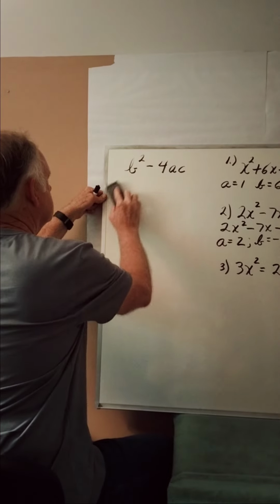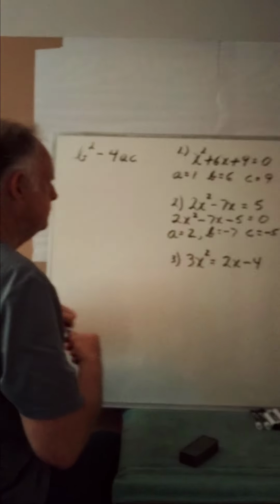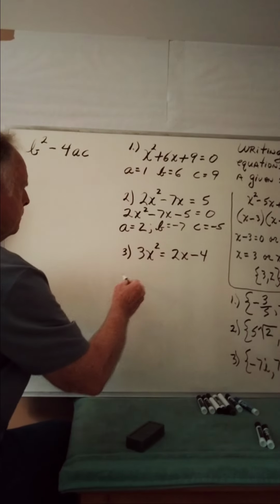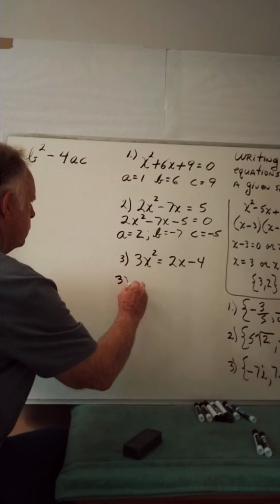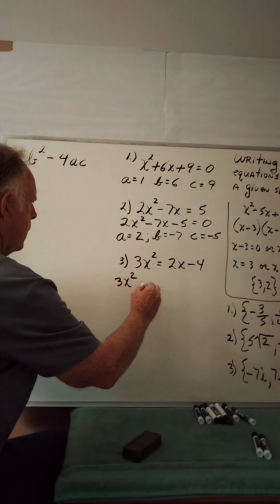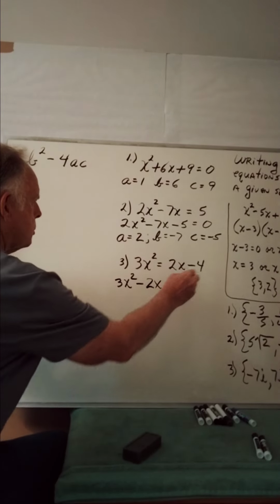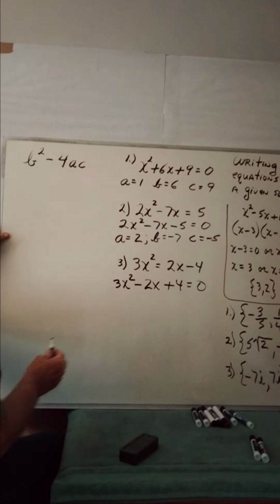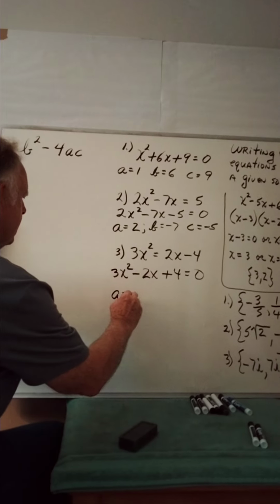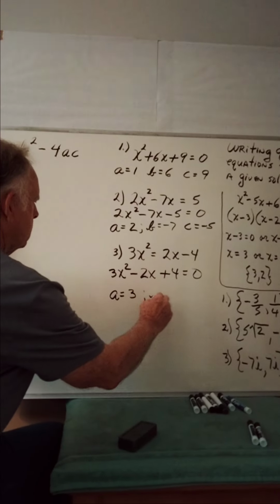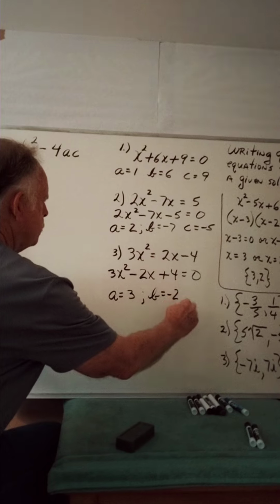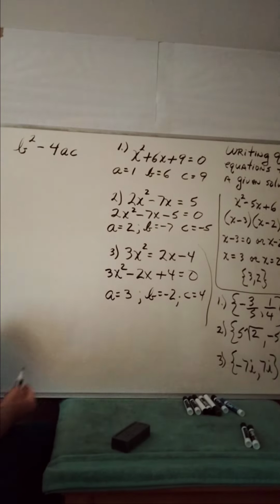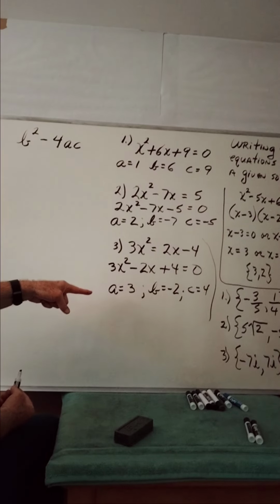One last one. Number 3. The 2x has to move over. The negative 4 has to move over. Let's move them. 3x squared. Change sign. Negative 2x. Change sign. Positive 4 is equal to 0. A is 3. B, negative 2. C, positive 4. Let's substitute.